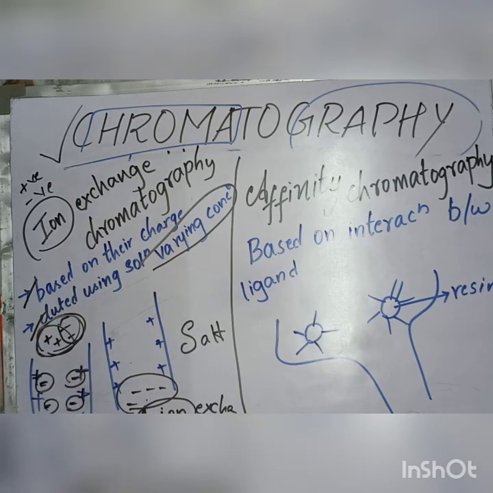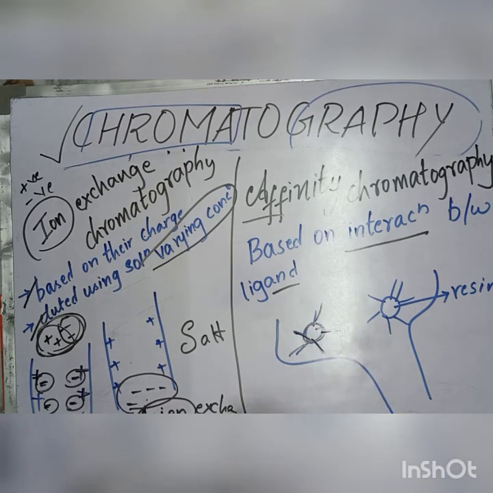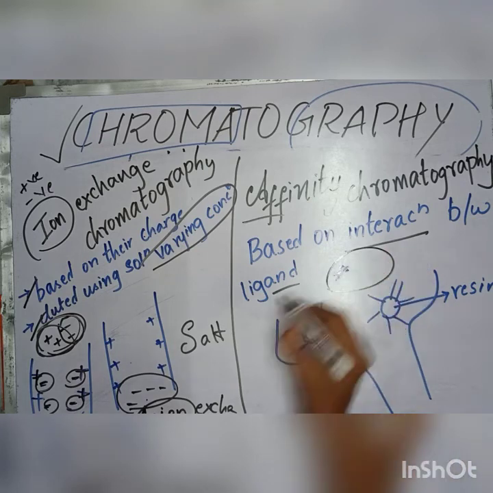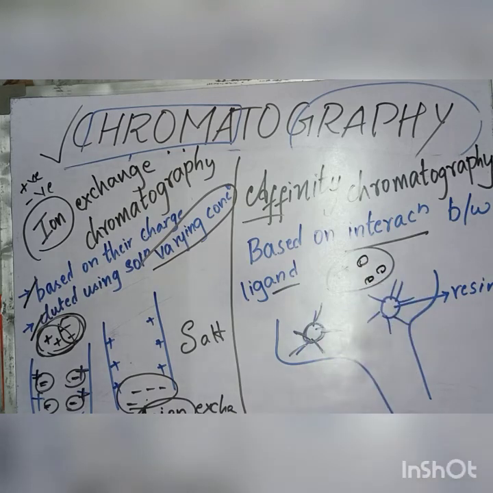Next, the affinity chromatography. The name indicates affinity, and affinity means interaction. So here we are separating the components based on their interaction with the ligand. A ligand is a substance which binds with another substance. Here the resin acts as a solid support, and we have ligands. Just assume we have a sample with star-shaped components and spherical-shaped components. Only the spherical-shaped ones can bind to these ligands.